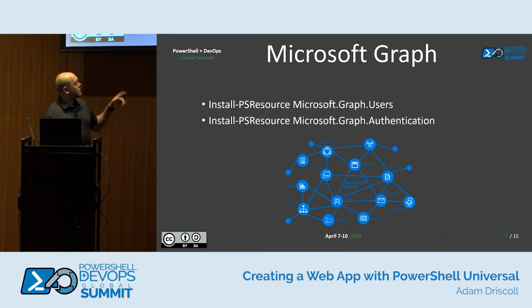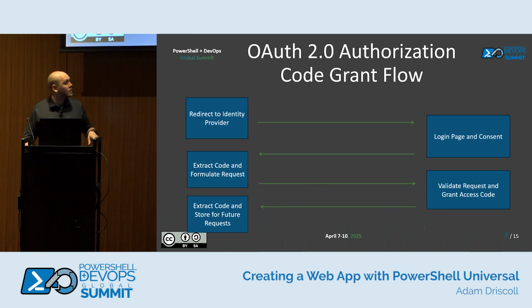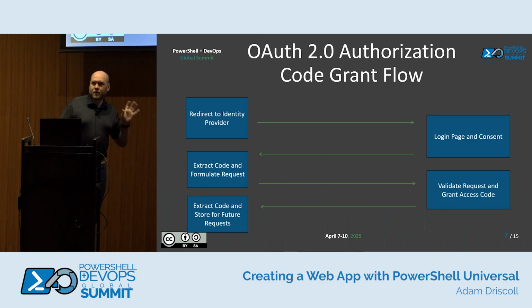We are going to be working with the Microsoft Graph module just a little bit, so I'm going to be using the users module and the authentication module to connect to Graph to work with users. I do want to talk a little bit about the OAuth 2.0 authorization code grant flow, because sometimes the hardest part about using Graph is connecting to Graph. So what we're going to be doing today is actually implementing this inside PowerShell Universal.